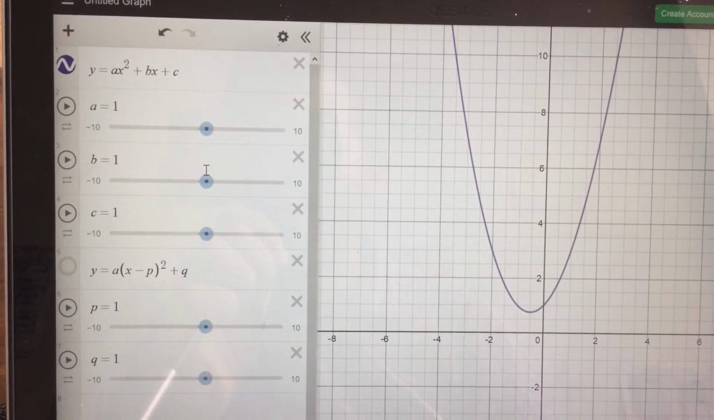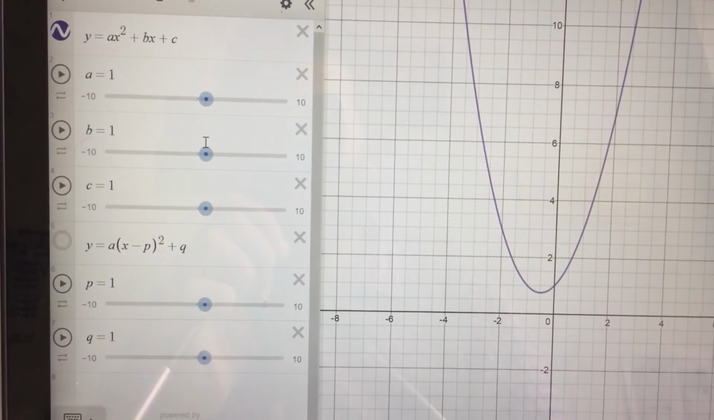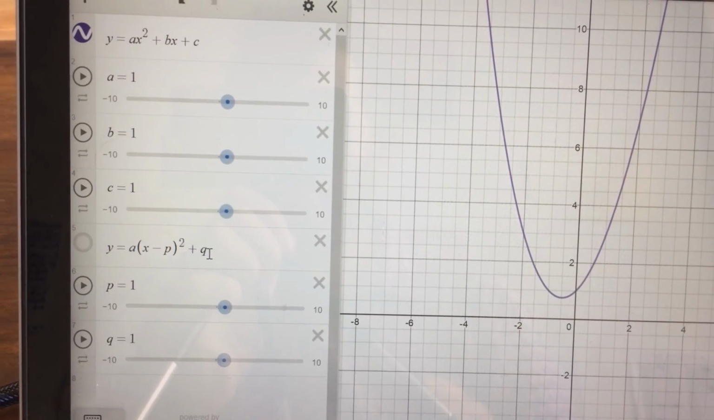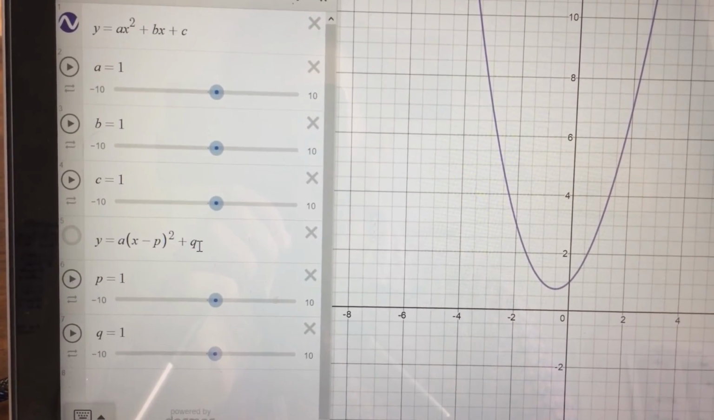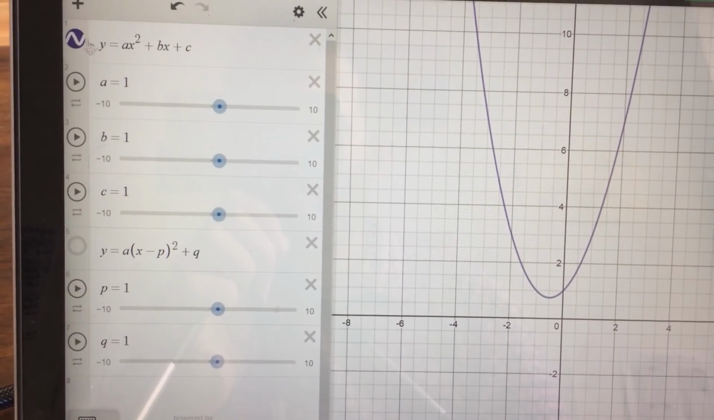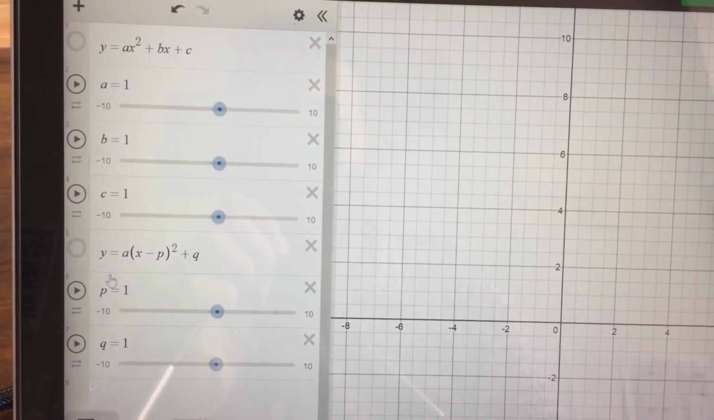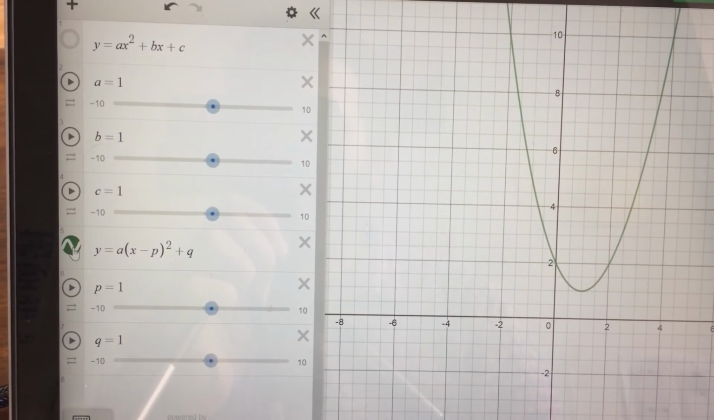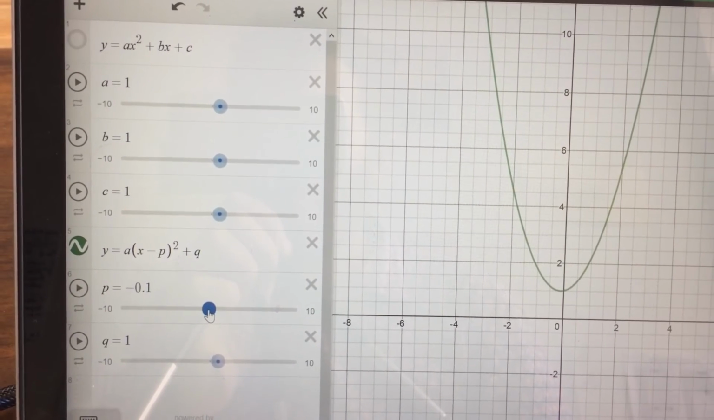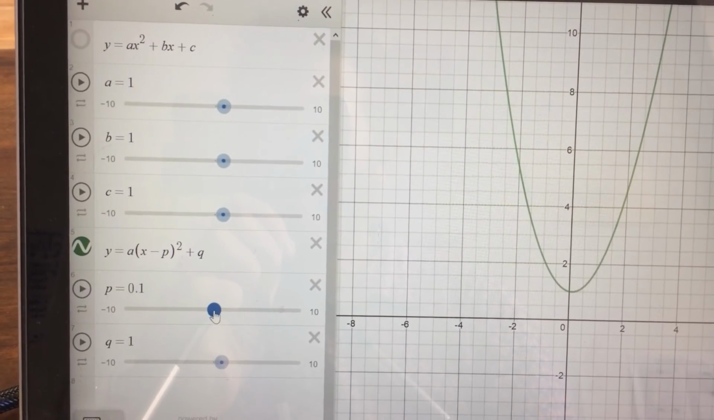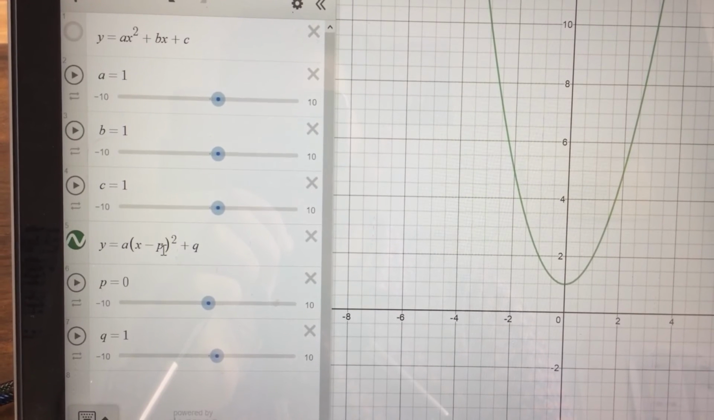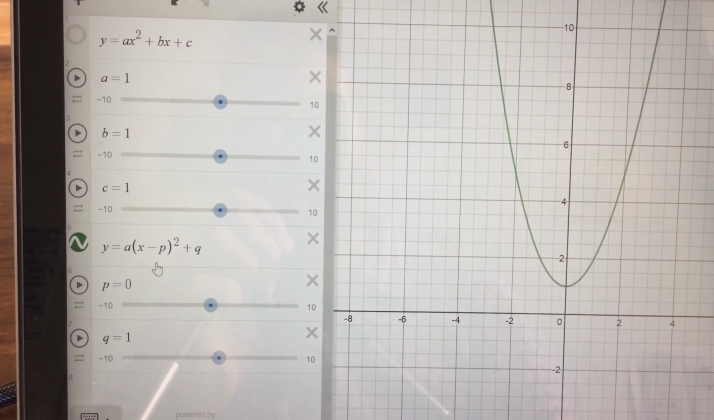And I've got a quadratic here. But we know there's another way of writing a quadratic, which is a bracket x minus p squared plus q, completing the square form. So hopefully we know that p will be our axis of symmetry. So I'm going to get rid of that quadratic, and I'm going to introduce this one. So I'm going to get p to 0, just so it's as close to the classic version that we know. Because when p is 0, that will just be ax squared.